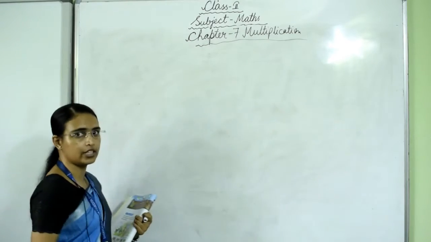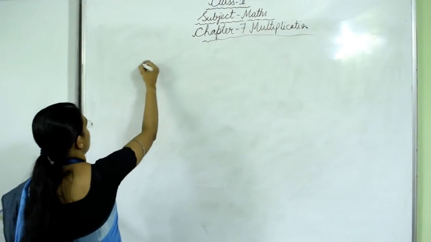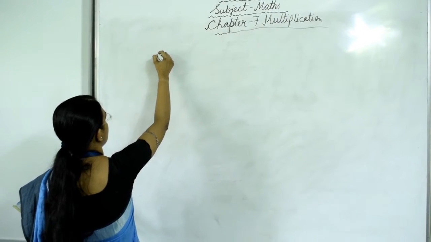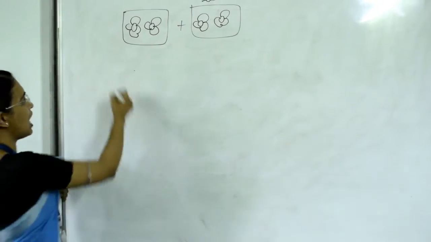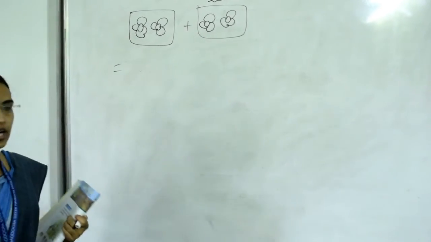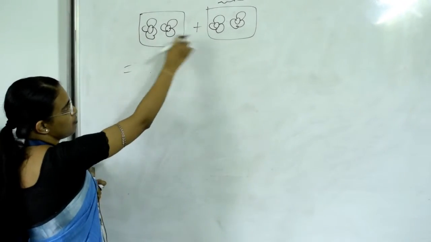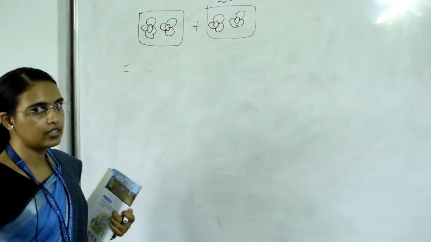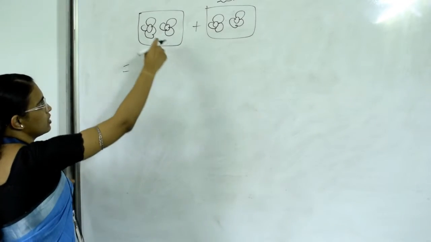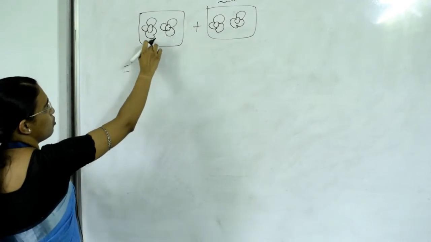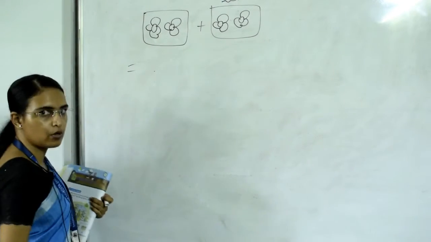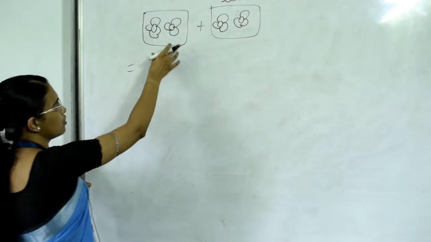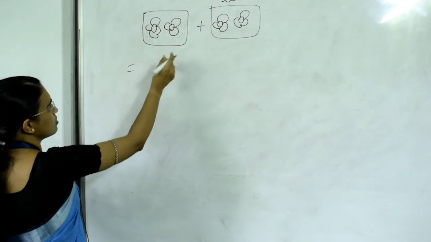But before we start multiplication, I will show you something, okay? We have done addition already. Suppose you have to add this one, how will you add? You will count these flowers, then write the answer, right? So how many flowers are there? 1, 2, 3, 4. 4 flowers. And how many boxes? 2 boxes. In each box we have 2 flowers. That means the answer is 4.